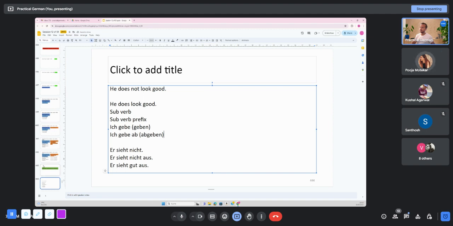So when it comes to nicht, we need to add it before the prefix, right? Before the prefix, yes, because the position of the prefix is fixed. It will be at the last position in the main clause. It's fixed.